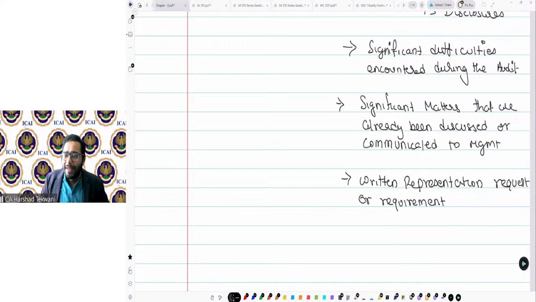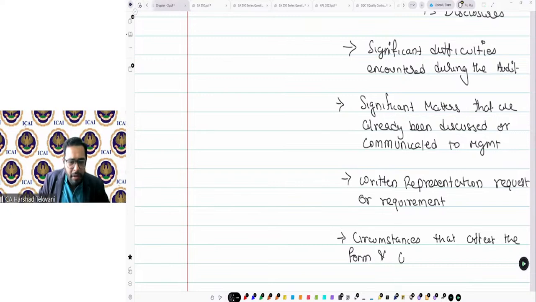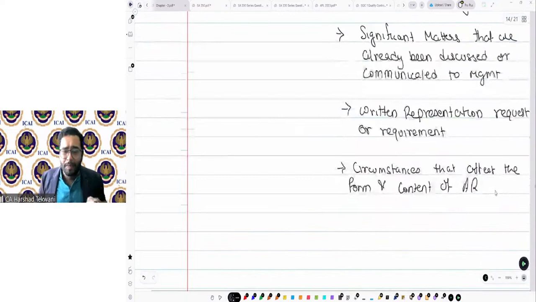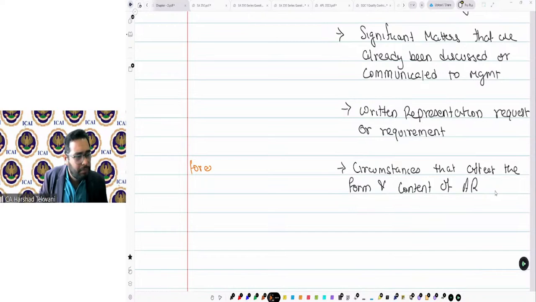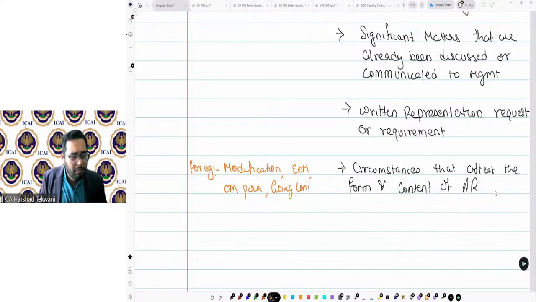Circumstances that affect the form and content of the audit report. Now, what will affect the form and content of the audit report? A qualification, other information, an EOM paragraph, an OM paragraph, something which I am adding to a normal audit report. If anything is affecting the form and content of the audit report, I need to specify that. For example: modification, EOM, OM para, going concern para, other information.